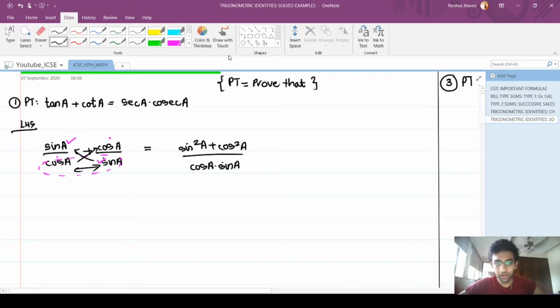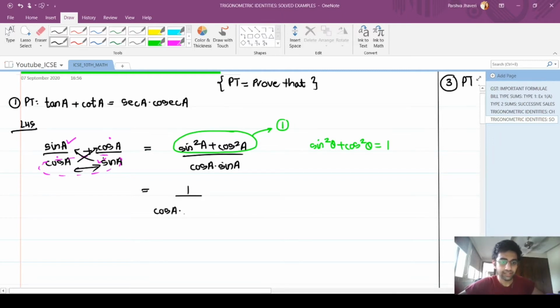Now, for those of you who have noticed, if you've learned the formula well, sin square theta plus cos square theta is 1, or sin square A plus cos square A is equal to 1. Write the identity here: sin square theta plus cos square theta is 1. Theta is any angle; in this case, the angle is A. So we can quickly write this as 1 upon cos A sin A.